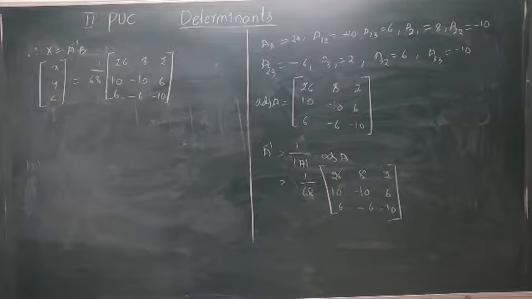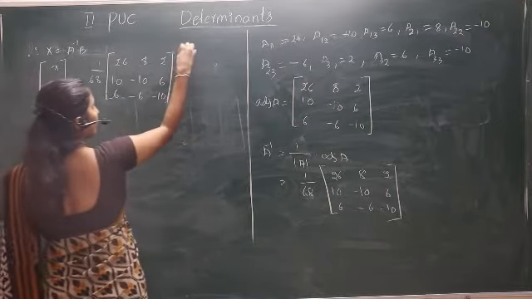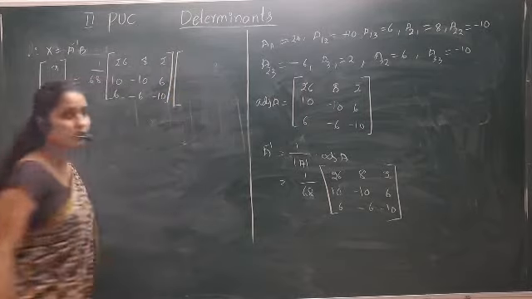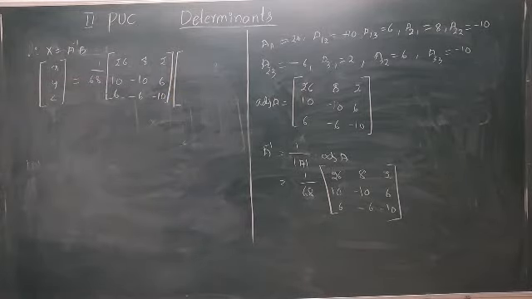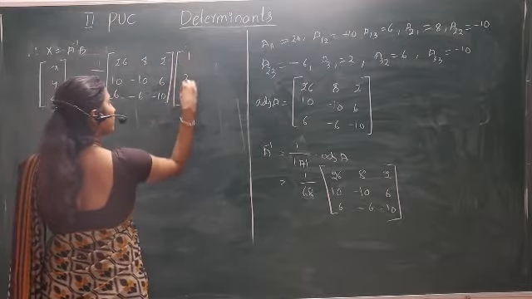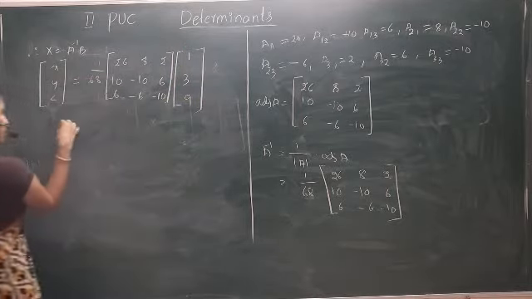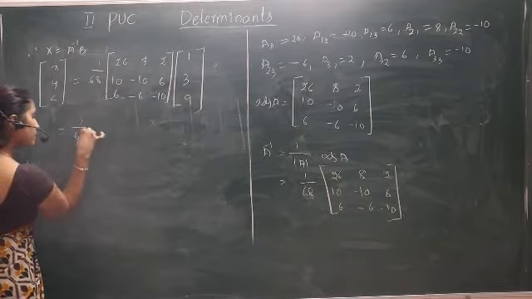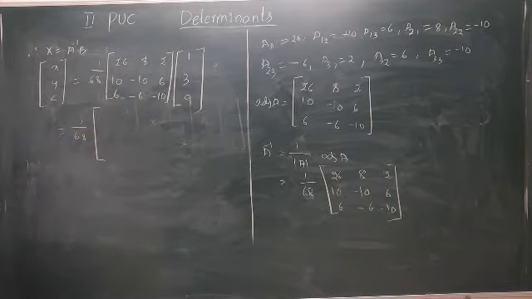26, 8, 2, then 10, minus 10, and the last element is minus 10, A33. Correct, 10, minus 10, 6, minus 6 is correct. Then this one into B, what we have written first, B is equal to 1, 3, 9. Now multiply, so 1 by 68 into, we are getting a matrix of 3 by 1.